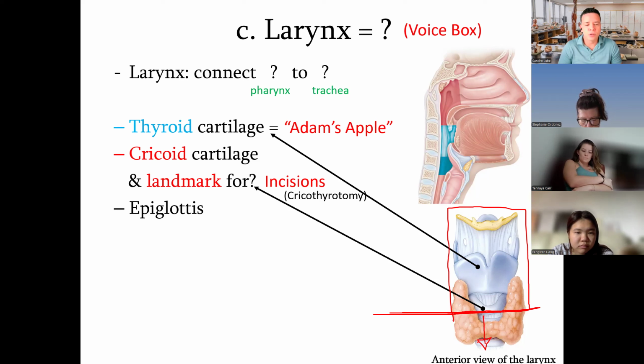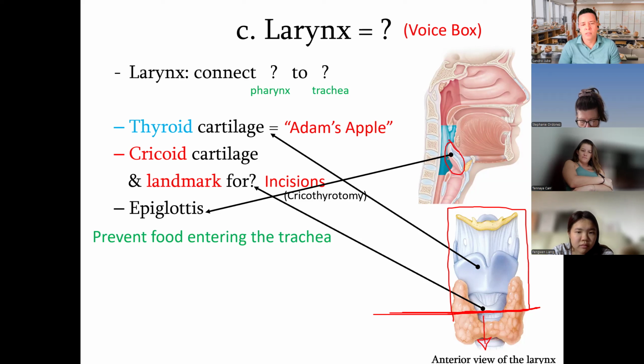And another structure of the larynx that I do want you guys to know is what we call the epiglottis. And the epiglottis is this flap of mucous membrane and cartilage right here. And the epiglottis has a very important function. The epiglottis prevents water, prevents food, prevents whatever it is that we swallow from going inside the larynx.